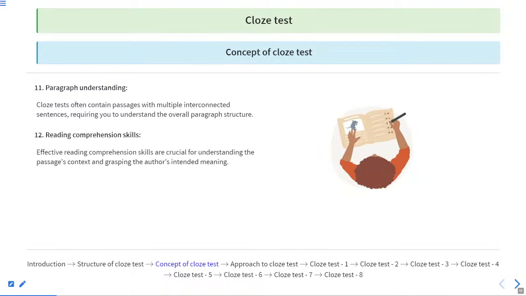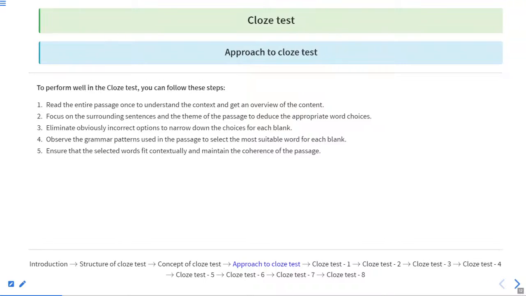Next is paragraph understanding. Cloze test will often test passages with multiple interconnected sentences. So they require us to understand the overall paragraph structure in order to substitute the right words. Reading comprehension skills are crucial for understanding the passage's context and grasping the author's intended meaning. Otherwise, we may not be able to substitute the right words.